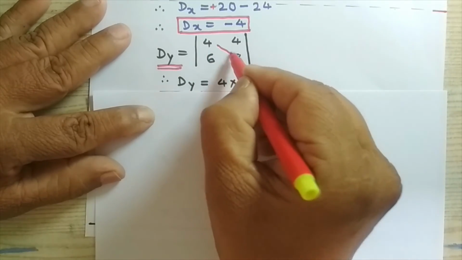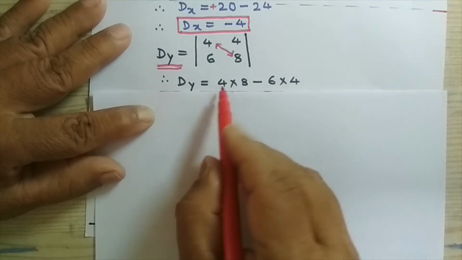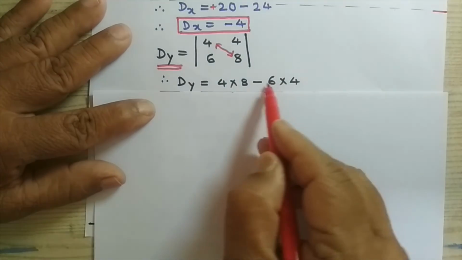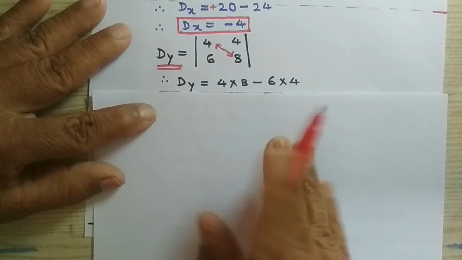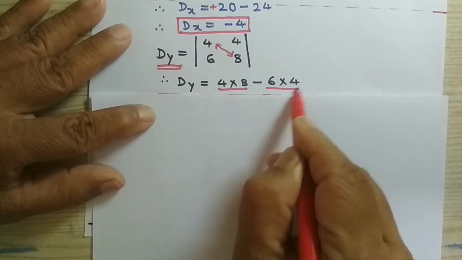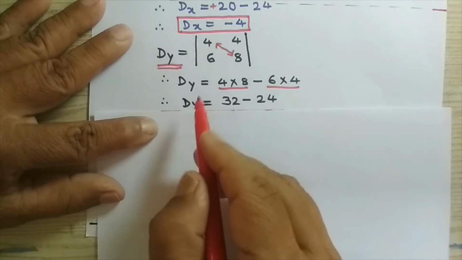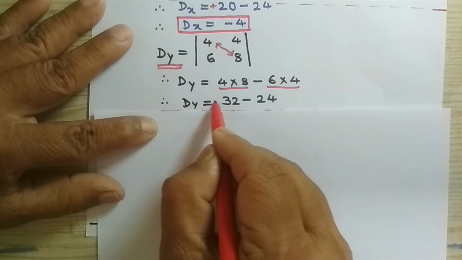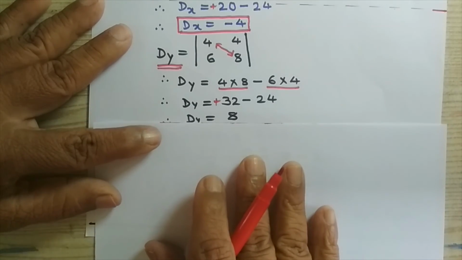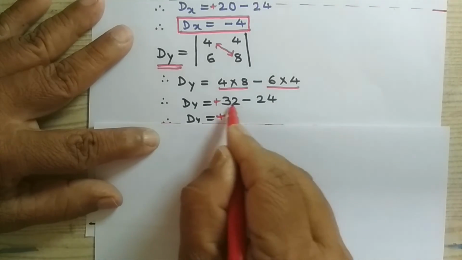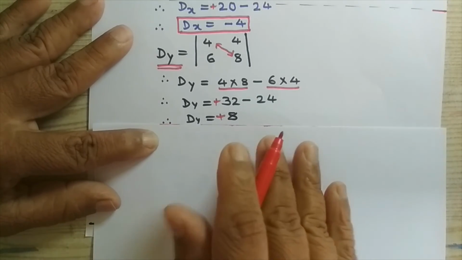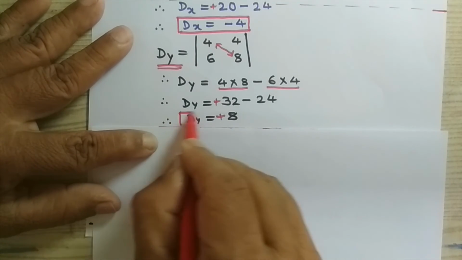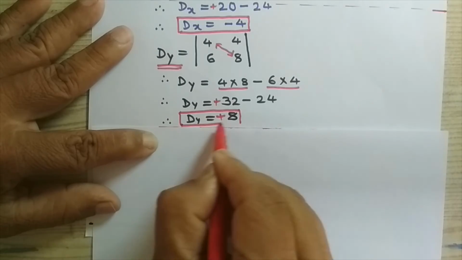This cross we have to do first. Dy is equal to 4 into 8 minus 6 into 4. We know the multiplication. Dy is equal to 32 minus 24. Again its sign is plus, sign of the larger number, and find the difference, that will be 8. This is the value of determinant Dy.